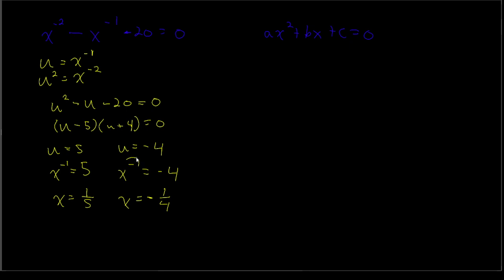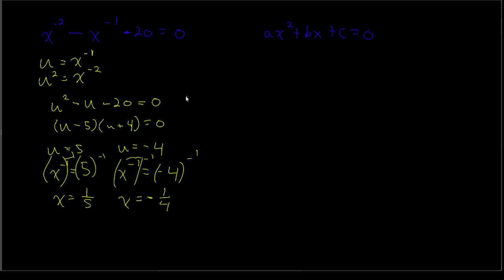Right? Because if we want to undo this, we take each side to the negative first power. Because of our rules of exponents, negative 1 times negative 1 is 1, and a negative exponent puts things in the denominator.